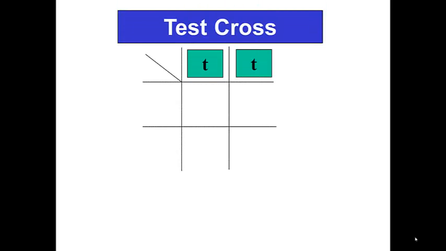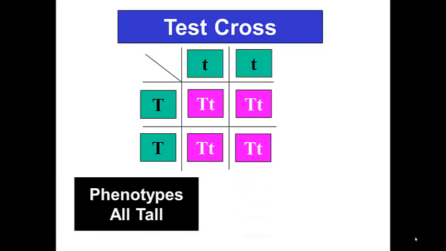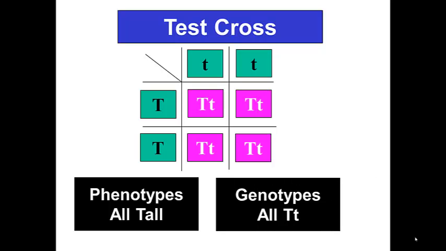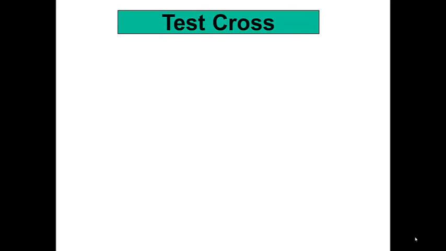So here is your homozygous recessive, here is your unknown. It could be big T big T, it could be big T little t. If it's big T big T, all of your results should be tall plants. The phenotype should all be tall plants. That would indicate that the unknown has two dominant alleles that would mask your recessive allele. All genotypes would be heterozygous, or big T little t. You would not have any short offspring.